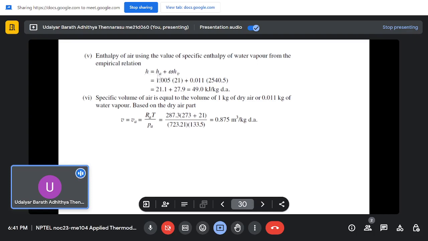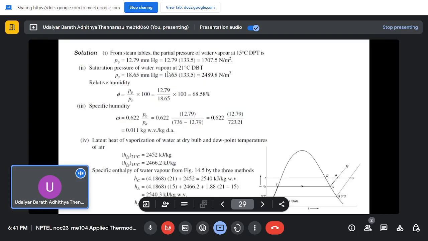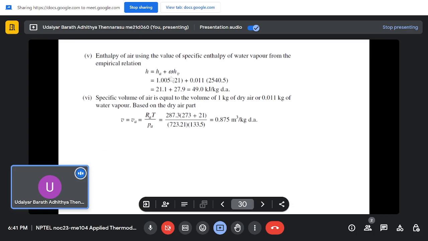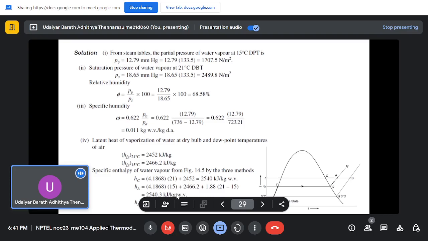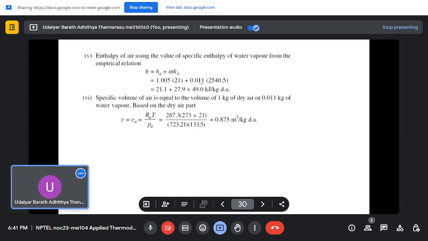So here the enthalpy of air is nothing but Cp into delta T. So Cp 1.005 into delta T, which is 0 to 21. So there you can find the enthalpy of air, plus the specific humidity we have already found out, which is 0.011, into Hv, which is 2540.5, which we have already found out. So this will give me that the enthalpy of the air mixture is 49 kilojoule per kg of dry air.